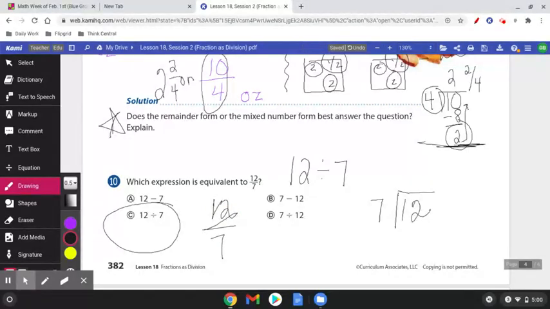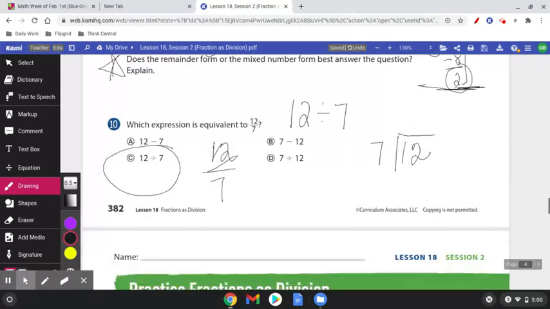Okay, so if you had 12 pies and you divided them among 7 people, they would have more than 1. They would have 1 and 5/12 that was divided up equally.